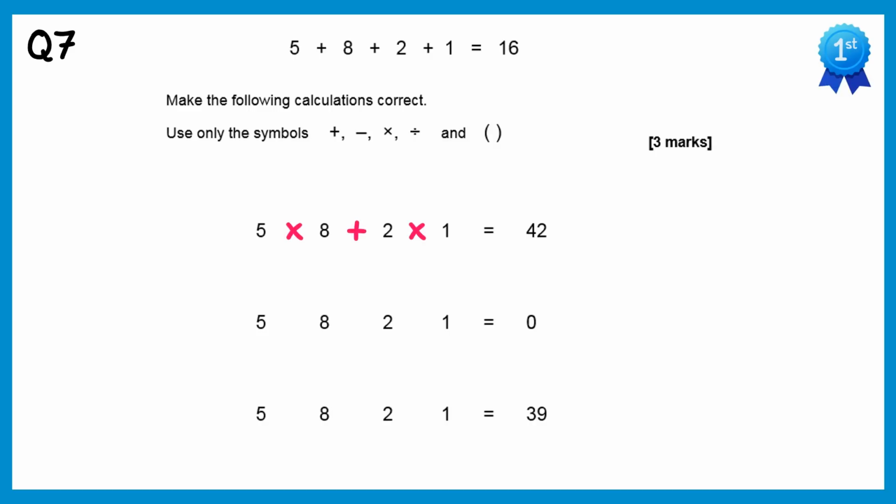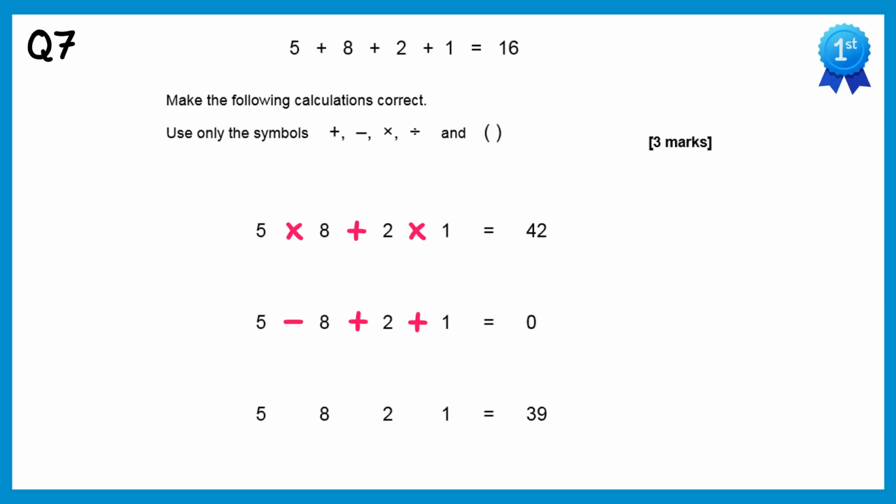This works because 5 times 8 is 40, 2 times 1 is 2, and then you add those together at the end. 40 add 2 is 42. For the next one, there are two answers. You've got 5 take away 8 divide by 2 take 1. This works because 8 divided by 2 is 4. 5 take 4 take 1 is 0. You could also have found this one, 5 take 8, add 2, add 1, which gives 0 as well.